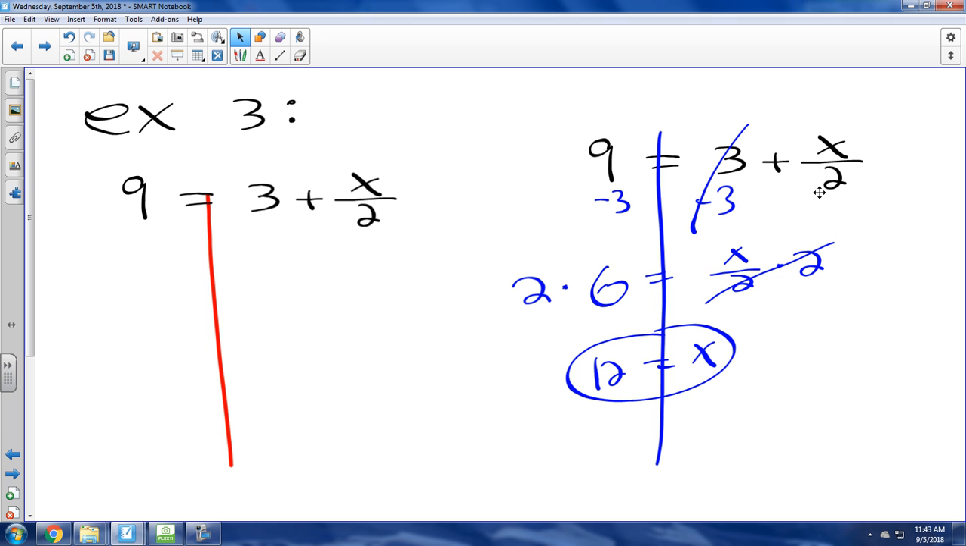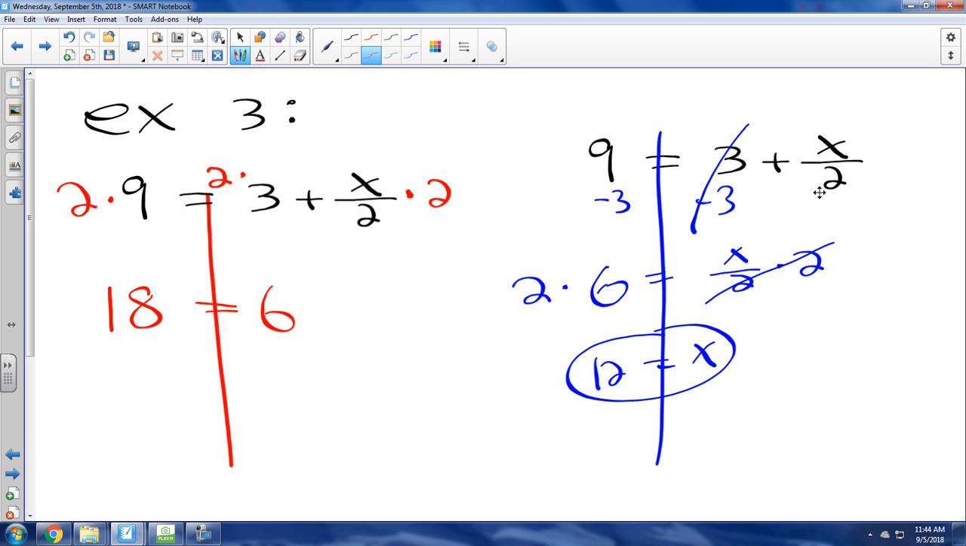Now, some people say, I'd rather get rid of the 2. Okay, if you want to get rid of the 2, you have to multiply everything by 2. That means everything on the left and everything on the right. Everything. So you multiply this by 2, you multiply this by 2, and you multiply this by 2. It will immediately get rid of the fraction, freeing you up from anxiety and stress. 18 equals, right, 2 times 9. 2 times 3 is 6, plus x. 2 divided by 2 is 1, so I have this.